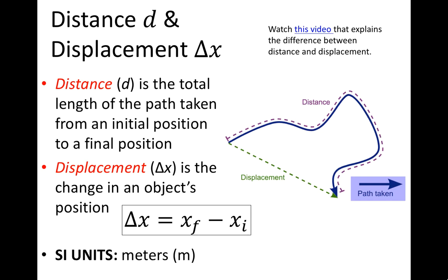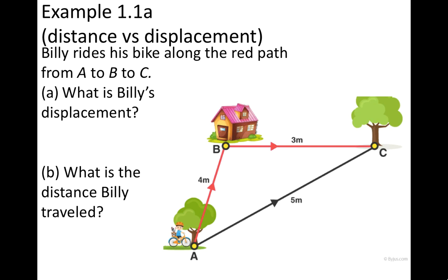The units for distance and displacement can be any units of length, but the SI units are meters. In this example, Billy rides his bike along the red path shown in the picture. Part A asks, what is Billy's displacement?